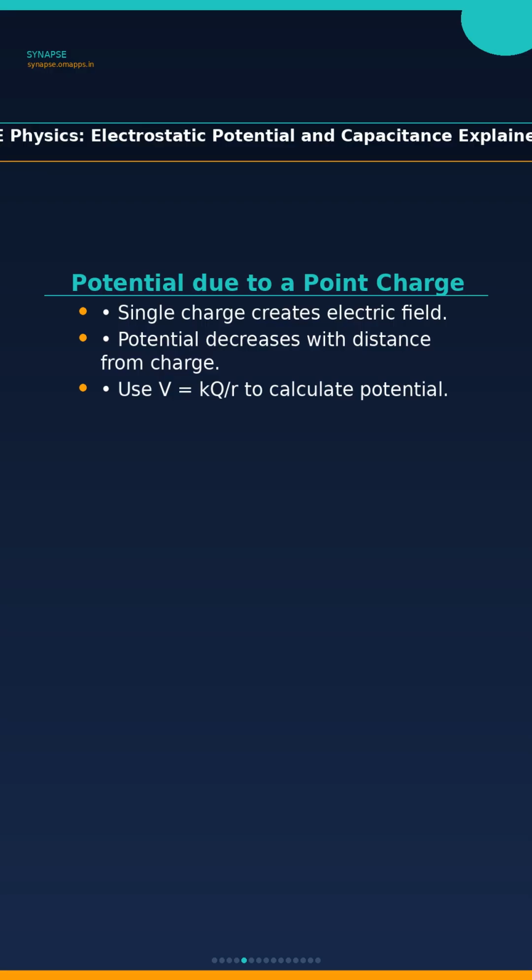Now, let's move on to the potential due to a point charge. A single point charge creates an electric field around it, and that creates a potential. The farther you move away from the charge, the lower the potential gets. Think of it like a hill. The closer you are to the top, the higher your potential energy.